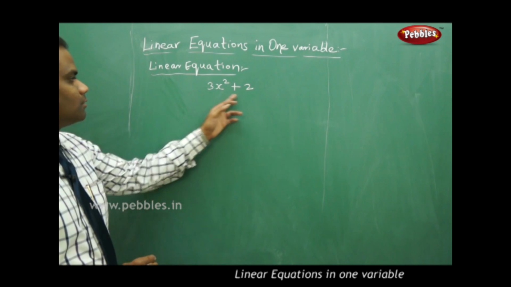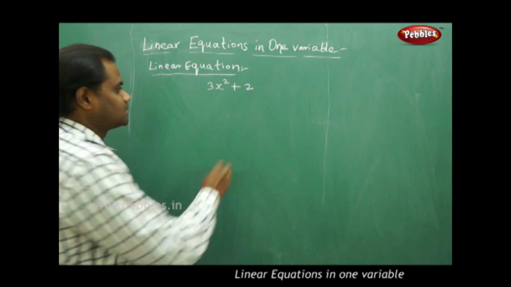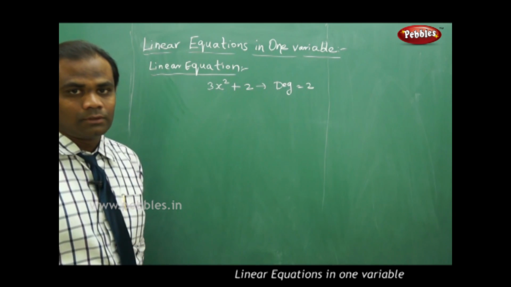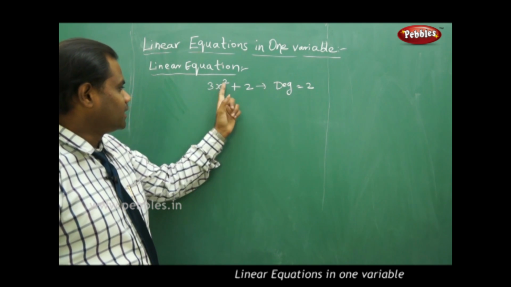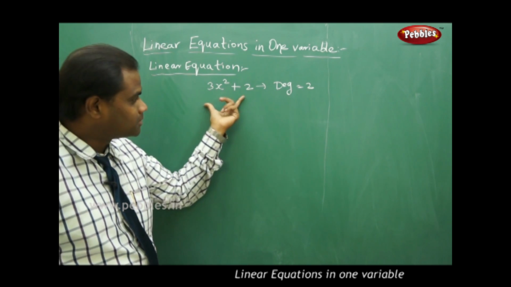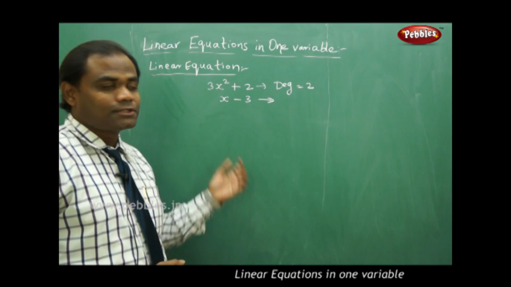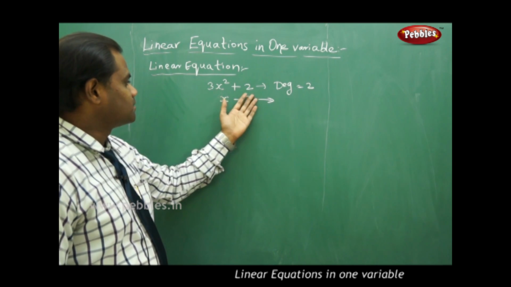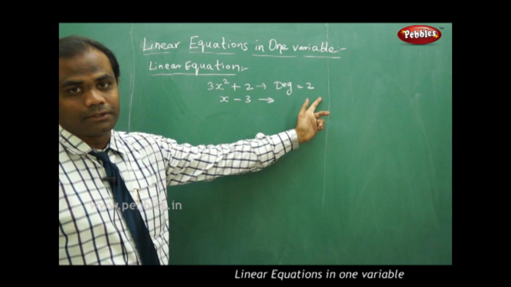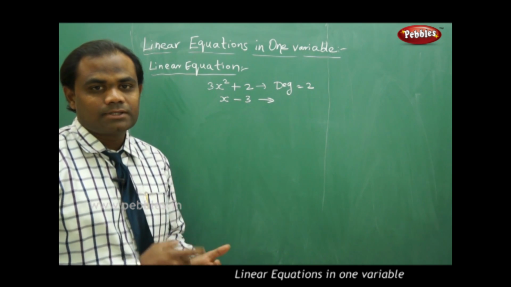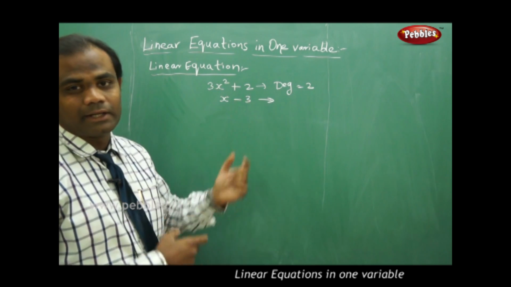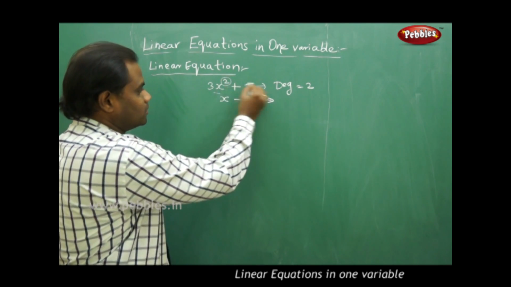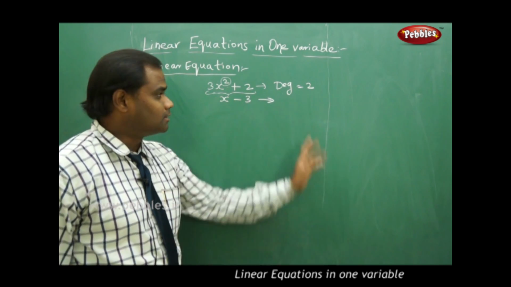For example, if I take some equation or expression, I say that the degree of this is 2. The highest power of x in the given algebraic expression is called the degree. If I take the expression 3x squared plus 2, I find that the degree is 2. Degree is the highest power of the unknown variable in an entire expression or equation. Here the highest power of x is 2, therefore the degree of this algebraic expression is 2.